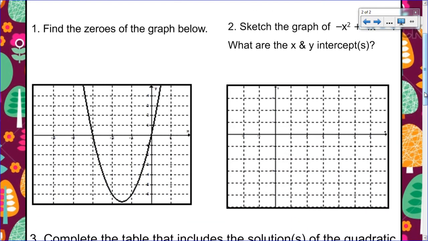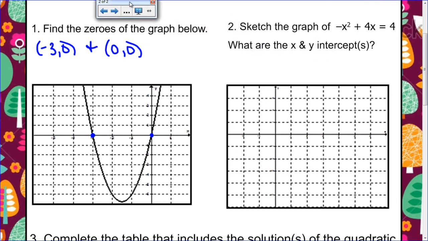So number one here, they give you a graph and it says find the zeros of the graph below. Well, the zeros are just the x-intercepts, and there are two of them, one here and one here. The first one on the left is at -3, 0, and the other one is right here at the origin, at 0, 0. They're called zeros because the y value of both of those points is 0.